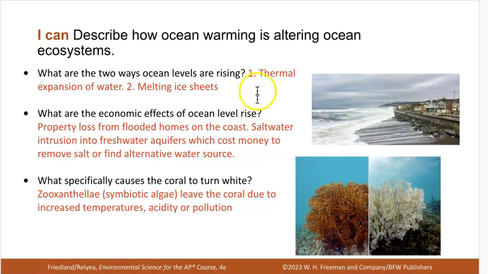First of all, you need to understand, and this is super important right here, the number one way that oceans are rising is thermal expansion of water. People think it's the melting ice. That's the number 2 cause.